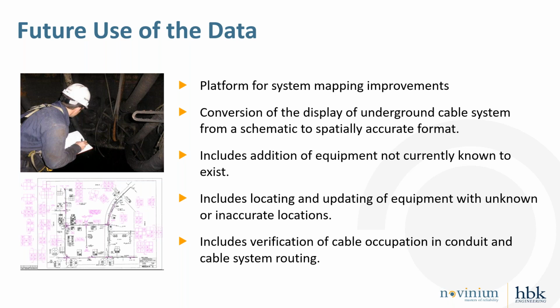We are able to take what was historically an electric connectivity model and convert it into a spatially accurate model. This also allowed the team to include found equipment and update the location of known equipment in the GIS model. For example, pieces of equipment could have been depicted on the wrong side of the street or in the middle of an intersection, leading to a misdesigned installation.